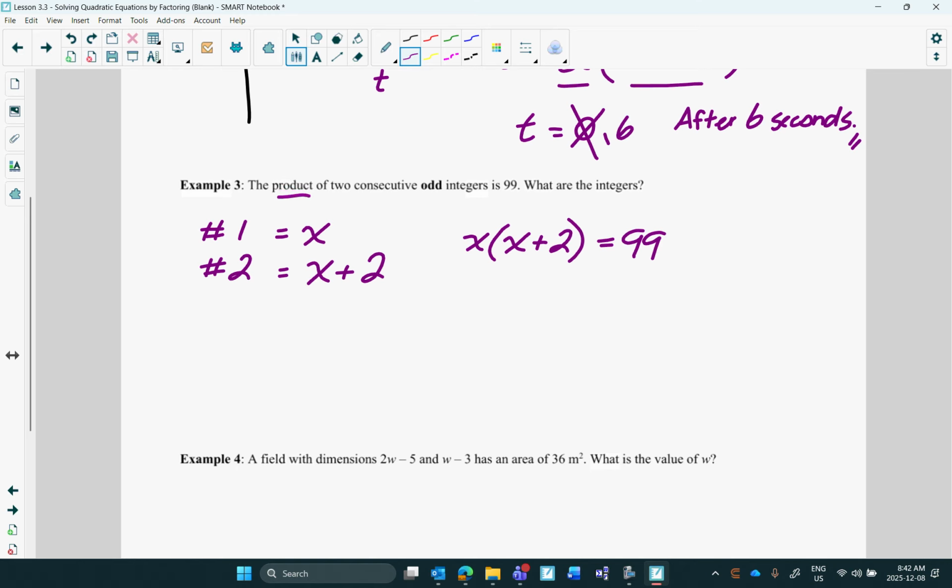That's a quadratic equation. It's just not in the right form to solve yet. First thing I have to do is get rid of the parentheses by multiplying. So I get x squared plus 2x equals 99. Still not in the right form yet. What do I have to do? Take the 99 over to join the others.